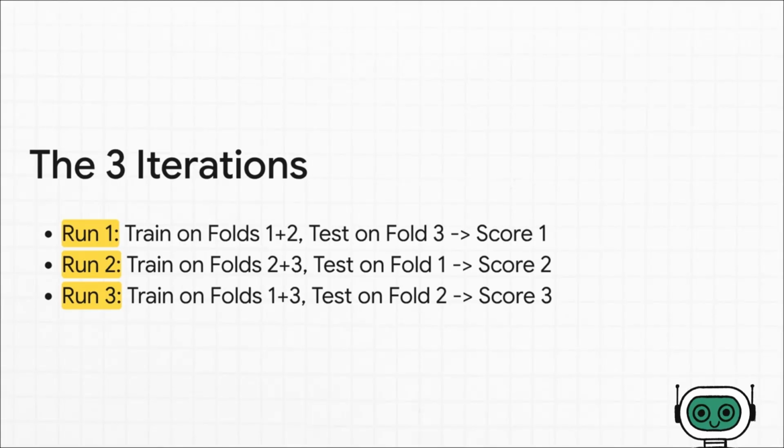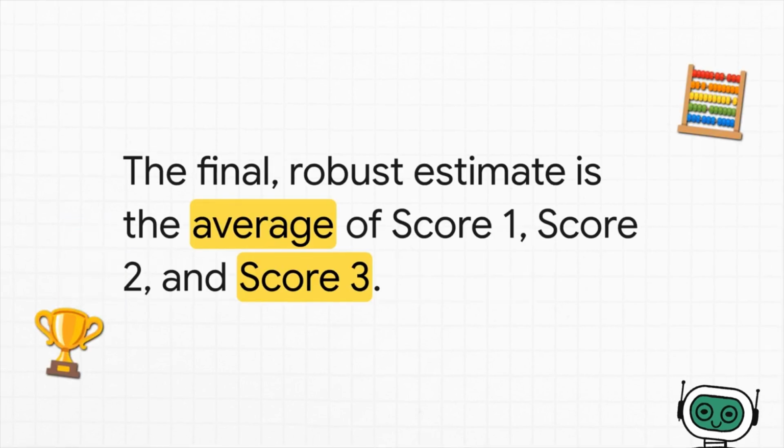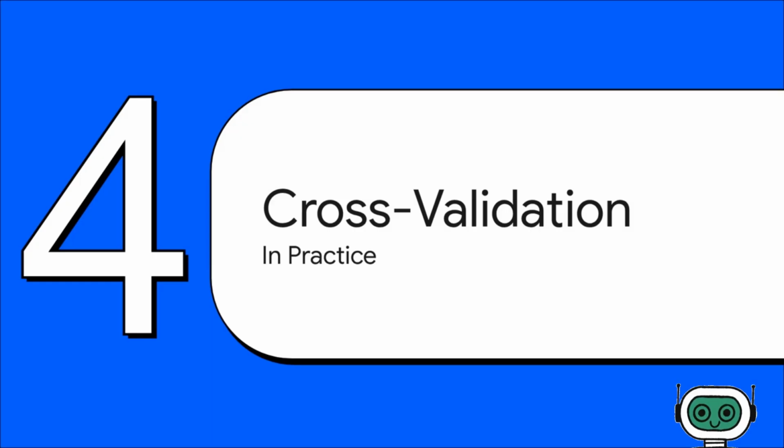And now for the main event, the rotation. In our first run, we'll train our model on folds 1 and 2, and we'll test it on fold 3. We record that score, let's call it score 1. Next, for iteration 2, we train on folds 2 and 3, and this time, fold 1 is our test set. That gives us score 2. And you can probably guess the last one. We train on folds 1 and 3 and test on fold 2. Every single fold gets its turn to be the test set, just once. So, what's our final answer? It's not score 1, or score 2, or score 3. Our final robust estimate of how well our model design performs is just the average of all 3 of those scores.